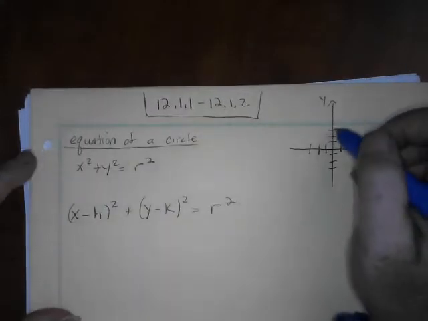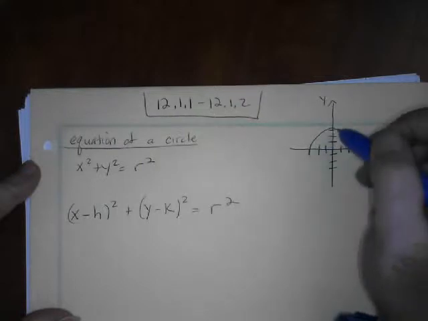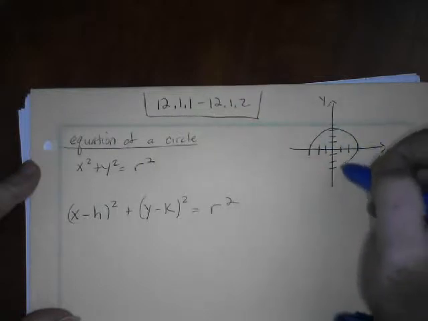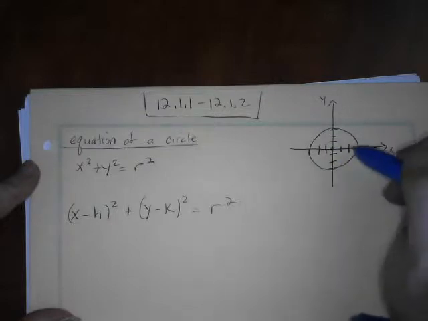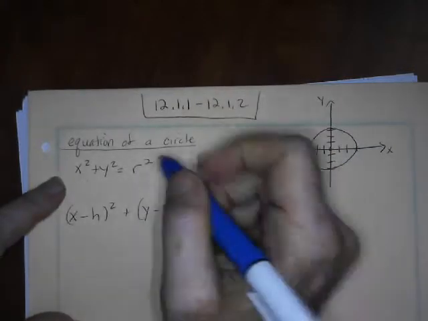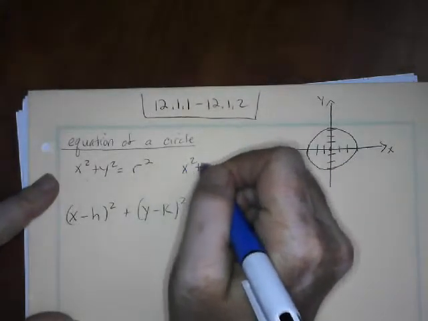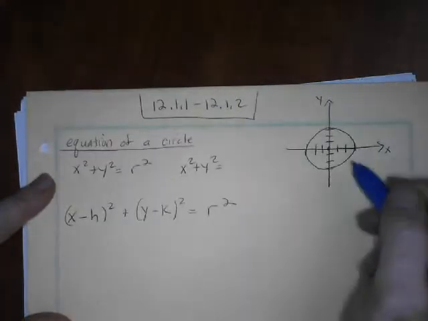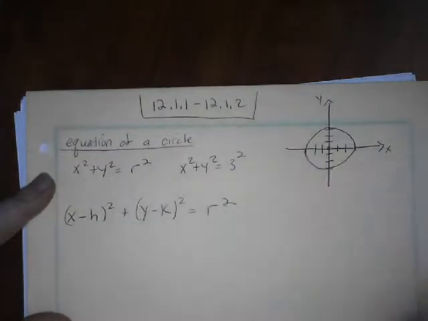R is going to be, well, let me draw the circle and you can tell me what R is. What's R? The center is at 0, 0. So R is going to be the distance from the center to the edge of the circle. So that's 1, 2, 3. R is 3, right? So all I would do is go x squared plus y squared equals, what's R? It's 3. So easy, right? That's the equation of that circle.